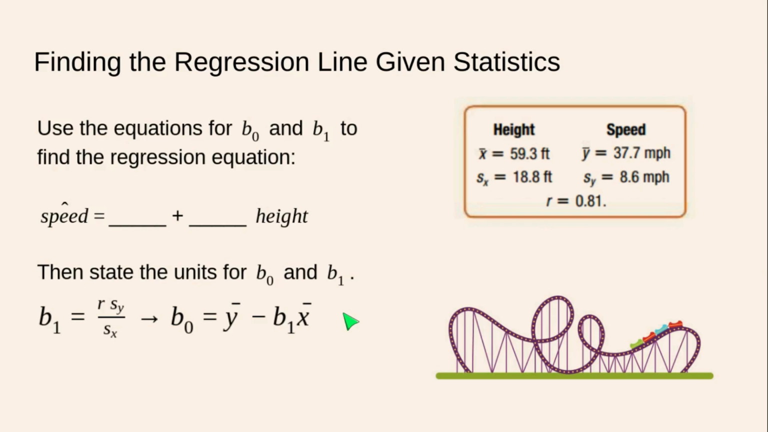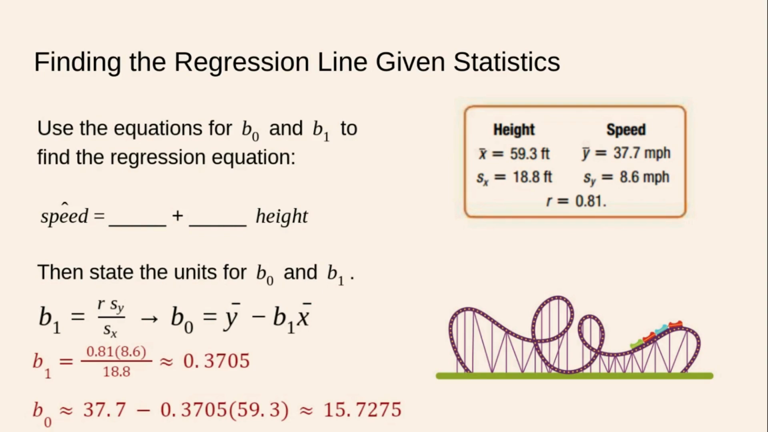Give it a go, pause the video, check your answer once you're done. Okay, I'll assume we're ready to continue. So B1 is going to be our correlation coefficient, 0.81, times 8.6, that's my standard deviation of the Y variable speed, divided by 18.8, the standard deviation of the X variable, and we get this fun little decimally number that is an approximation, of course. Now let's look at B sub naught. We have 37.7, my mean Y value, minus my value for B1, the 0.3705, times 59.3, the mean X value, and I get this value for B sub 0. Again, fun decimally guy. It's an approximation gleaned from an approximation.